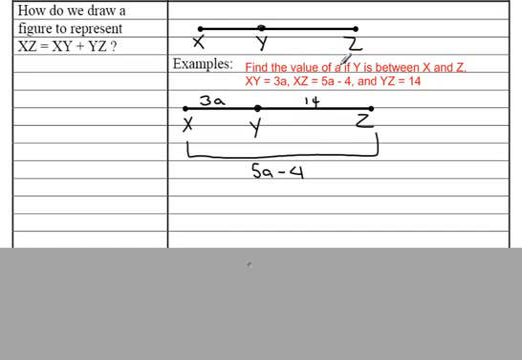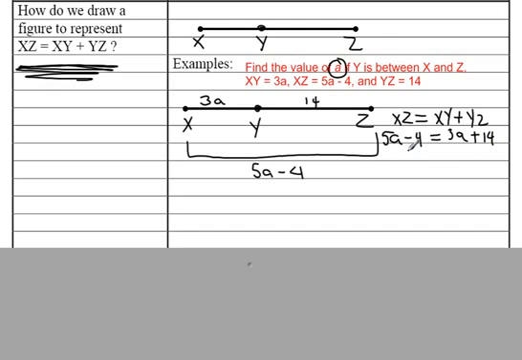In order to find a, I need to set up an algebraic equation just like this, where xz, the total length of the line segment, equals xy plus yz. So it's the little part plus the little part equals the whole thing. Now I substitute my values in. xz is 5a minus 4 equals xy, which is 3a, plus yz, which is 14.